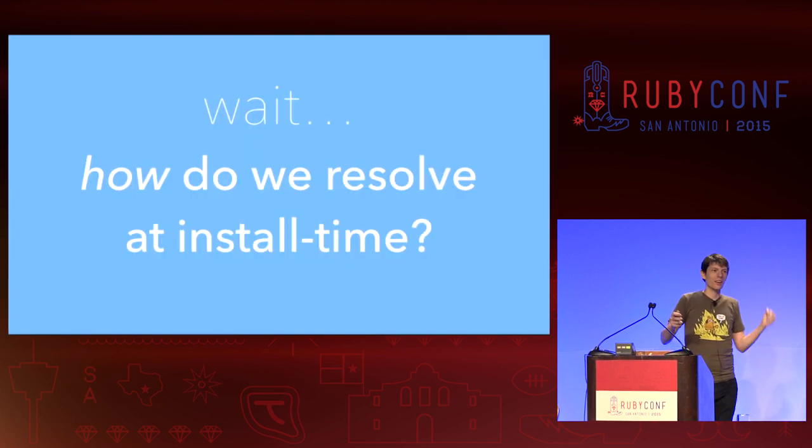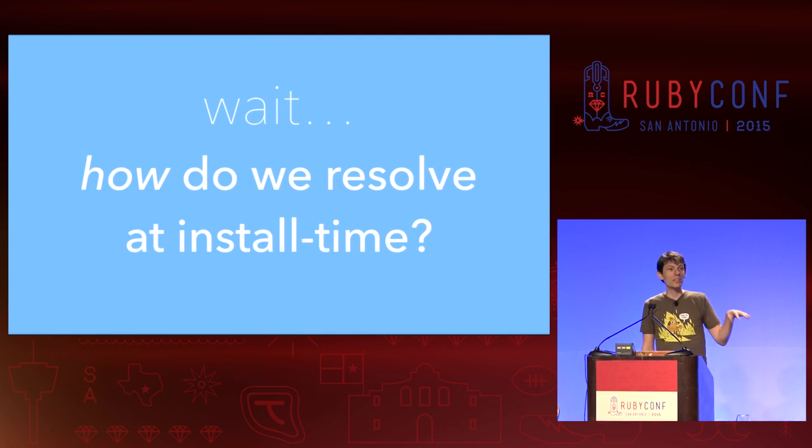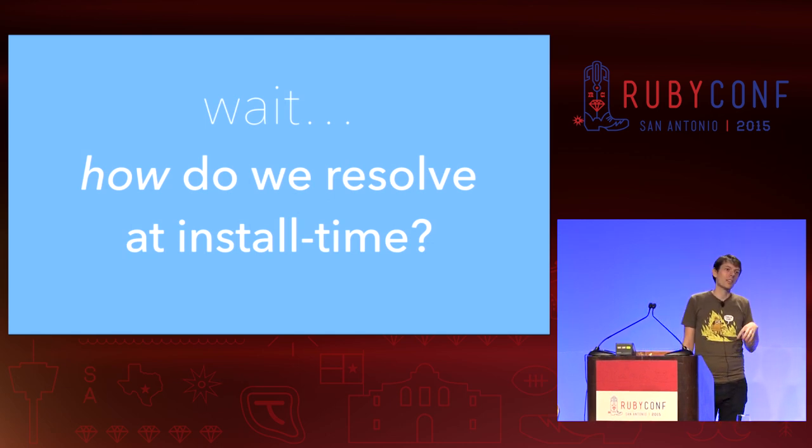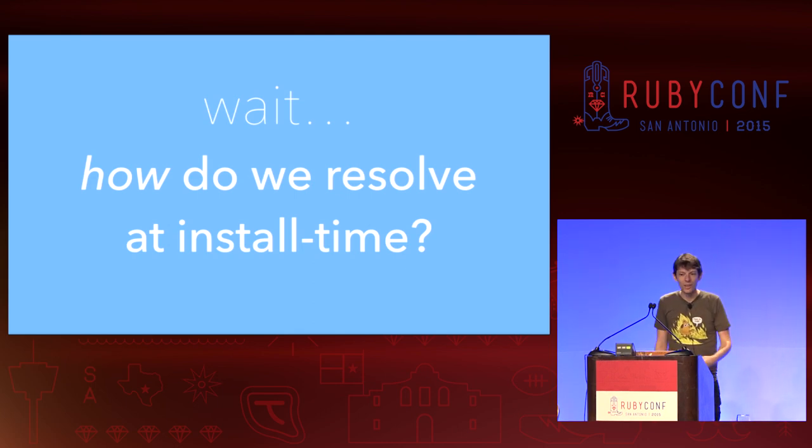So, install time resolution, hooray! But wait, how does that actually work? This is the kind of underlying problem that Bundler has as its core problem that it exists to solve. How do you figure out which versions of all of the gems that you need actually work together? Each gem depends on other gems, those gems depend on other gems, and so on. So before Bundler, as I have just described at sad length, this process was done entirely by hand. If your versions did not work together, you said, oh no, an exception, and then you tried a different version.